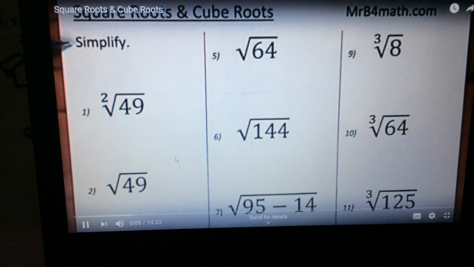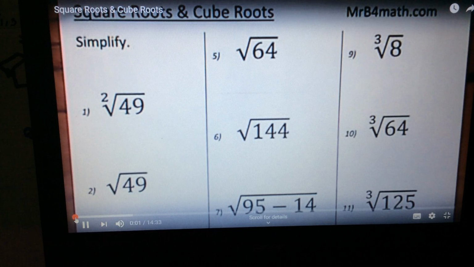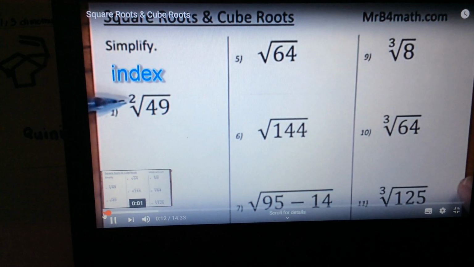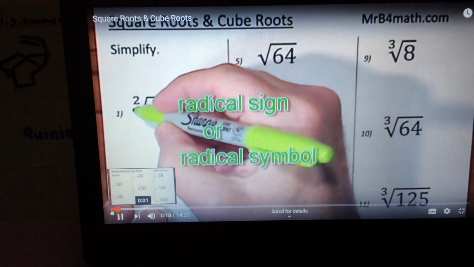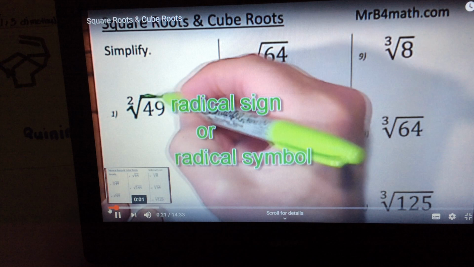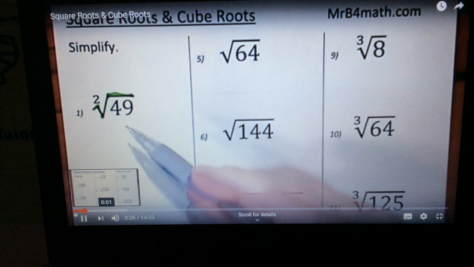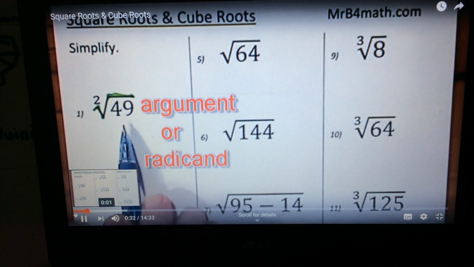When looking for a square root, usually the directions will say just simplify. This 2 is referred to as the index. This symbol is referred to as the radical sign, and the number underneath the radical sign is called the argument or the radicand.